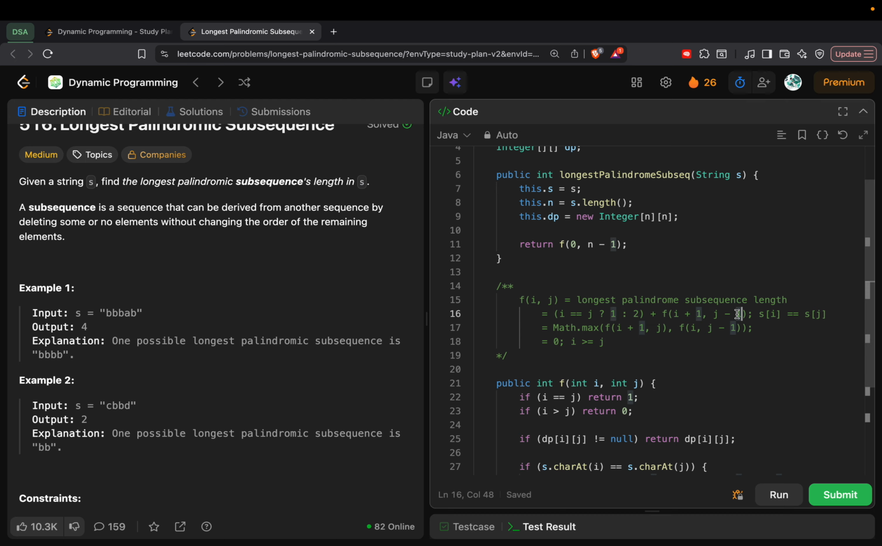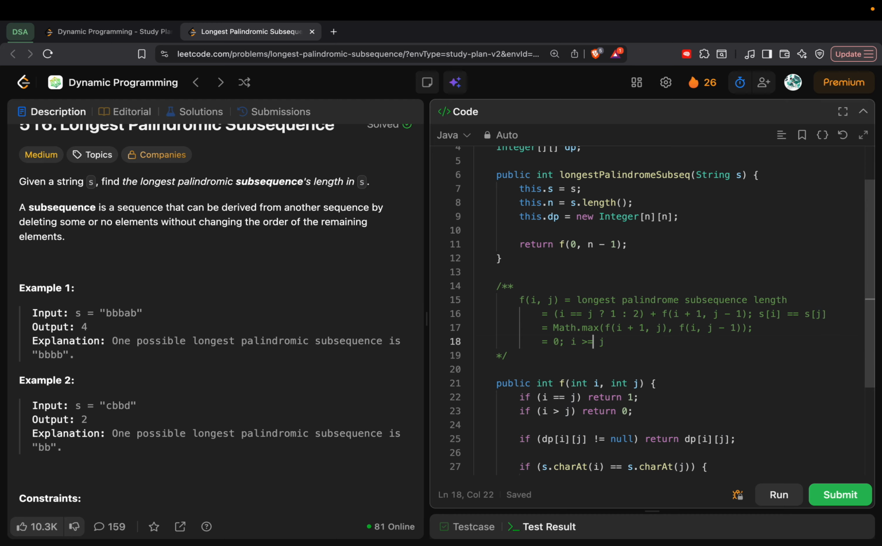Okay, now if the characters are not equal, then I have to get the maximum of f of i plus 1 till j and f of i till j minus 1. I can skip the current character at i, or I choose to skip the character at j. This is the answer by skipping the character at i and getting the answer from i plus 1 till j. And this is the answer for skipping the character at j and getting the answer from i till j minus 1.